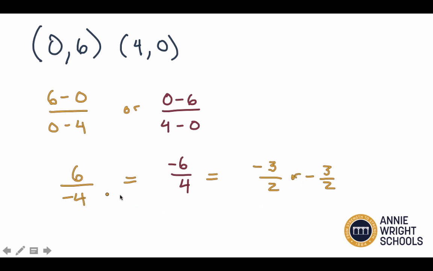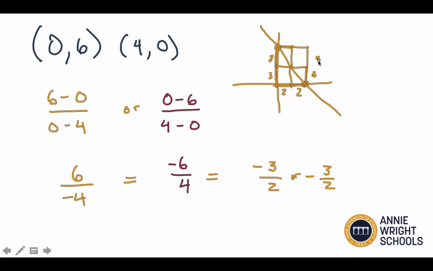A positive divided by a negative is negative. A negative divided by a positive is negative. We reduce the slope. On the coordinate plane, we went from 0, 6 to 4, 0. We went down 6 and over 4. Or from this point, we went up 6 and back 4. That's the same as going down 3 over 2, down 3 over 2. That's the same as going up 3, back 2, up 3, back 2. Either way, we get this same slope. Good? This is a 3, this is a 3, this is a 2, this is a 2.